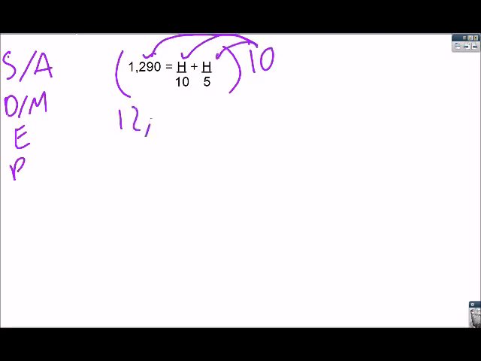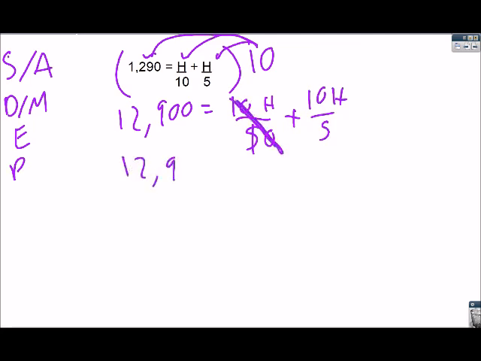So now this is going to be 12,900. This is going to be 10 times h over 10. And that's just going to be 10h over 5. Why this was useful is 10 divided by 10 is 1, and that goes away. I'm left with just h. 10 over 5 becomes 2, and then that fraction goes away.